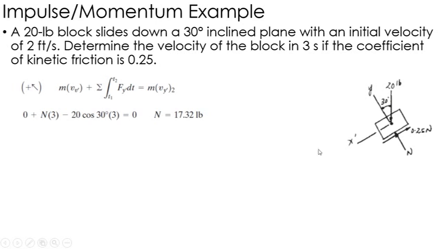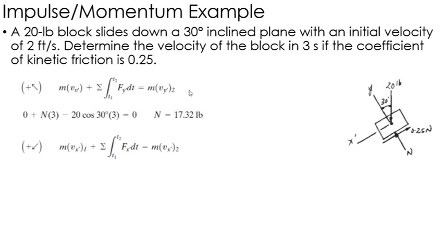My impulses are my normal force and then my weight times cosine of 30, and these are both constant forces. The normal force and gravity are both constant. So I just take those times the 3 seconds, right? It's force times the time duration. So I have N times 3 and then 20 cosine 30 times 3. Solving for N, I find the normal force equal to 17.32 pounds.